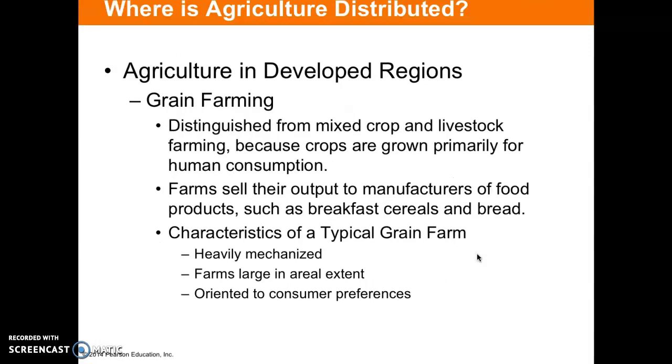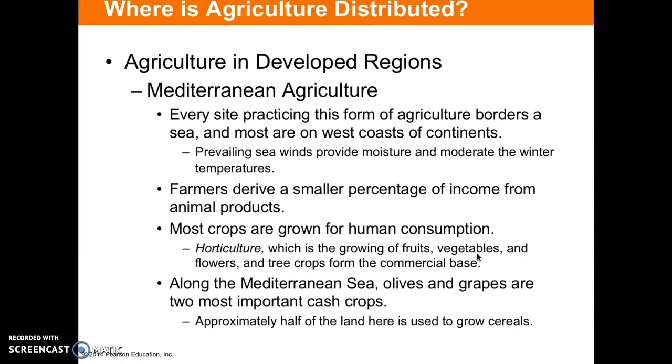Grain farming is when you're growing the grain crop just for human consumption. So in the U.S., our biggest ones here would be wheat and corn. The farms are going to sell their output to manufacturers of food products, people who make breakfast cereals and bread and sell things like flour. The characteristics of a typical grain farm would be that it's got lots of machinery, it farms in a large area, and it's oriented to customer preferences.